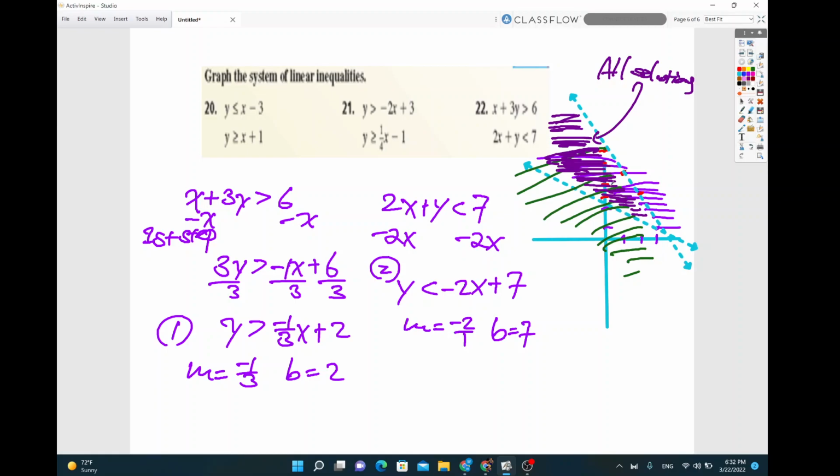Also, you can always choose a point, plug in a number, and then verify it. Let's say you pick (0, 5). Plug in the numbers. Is that in that region? 0 plus 2 is 2, so 5 is greater than 2. And then over here, negative 2 times 0 is 0, so 5 is less than 7. So you can choose any xy value in this area to check your work.